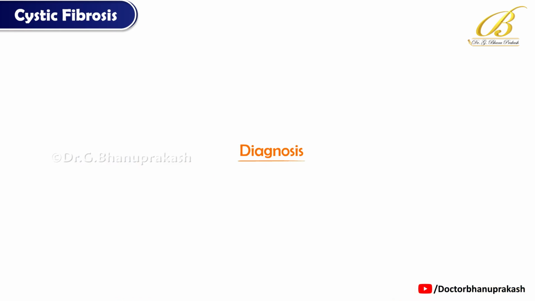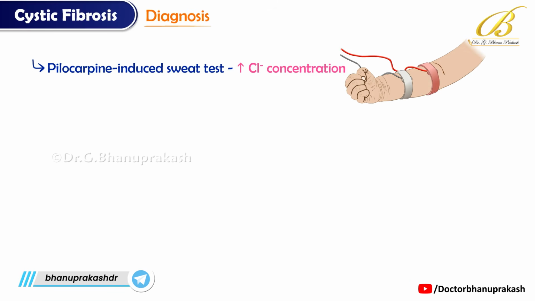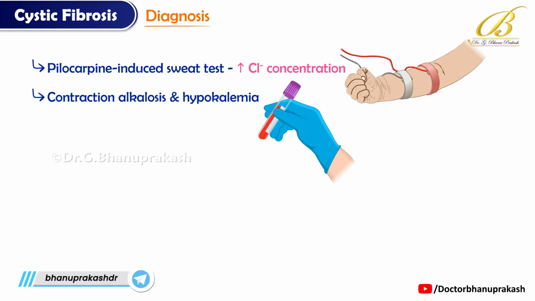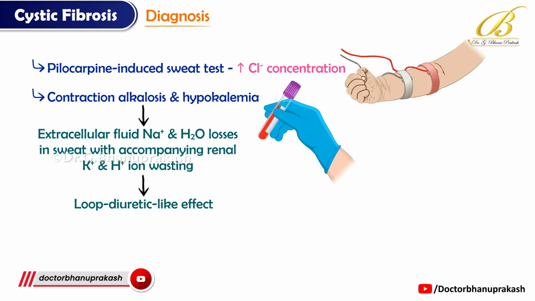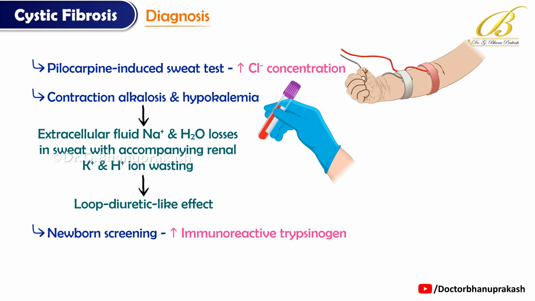Now, diagnosis. The classic diagnostic test is elevated chloride concentration on the pilocarpine-induced sweat test. Patients can also present with contraction alkalosis and hypokalemia due to extracellular fluid sodium and water losses in sweat with accompanying renal potassium and hydrogen ion wasting, producing a loop diuretic-like effect. Newborn screening shows increased immunoreactive trypsinogen due to pancreatic duct obstruction.